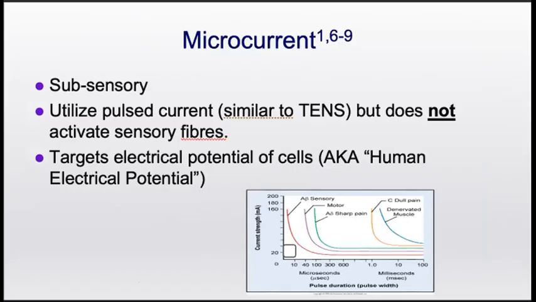Microcurrent is quite a bit different, okay? So microcurrent, where does it exist on this graph? It exists in what we call a subsensory environment, okay? You apply the same thing. You put two pads on the body with a positive and a negative end, but the pulse duration is so low that it actually is lower than your sensory fibers will pick up. So you won't feel anything with microcurrents. Okay. It utilizes a pulsed current similar to TENS, but it doesn't actually activate any sort of sensory fibers.